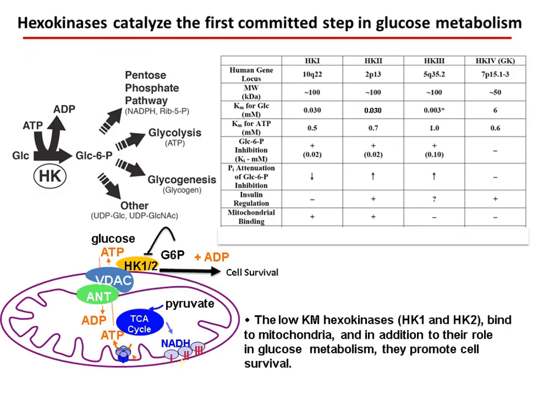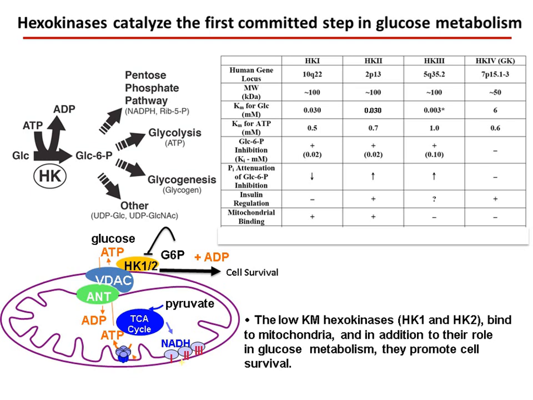By catalyzing the first committed step in glycolysis, hexokinases determine the flux of glucose not only into glycolysis but also into other glycolytic pathways. For example, the pentose phosphate pathway, which is required to generate ribonucleotides and NADPH, or the hexosamine pathway, which is required for glycosylation of proteins.